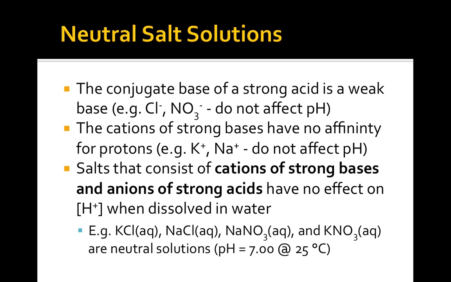Because the conjugate base of a strong acid is such a weak base, ions like chloride and nitrate do not have an effect on the pH of solutions that they're in. These ions have virtually no affinity for protons. The cations of strong bases also have no affinity for protons, so ions like potassium and sodium do not affect pH either. As a result, salts that contain the cation of a strong base and the anion of a strong acid do not affect the hydronium ion concentrations of solutions. Aqueous solutions of potassium chloride, sodium nitrate, and potassium nitrate, for example, would all therefore be neutral solutions, having pH of 7 at 25 degrees Celsius.